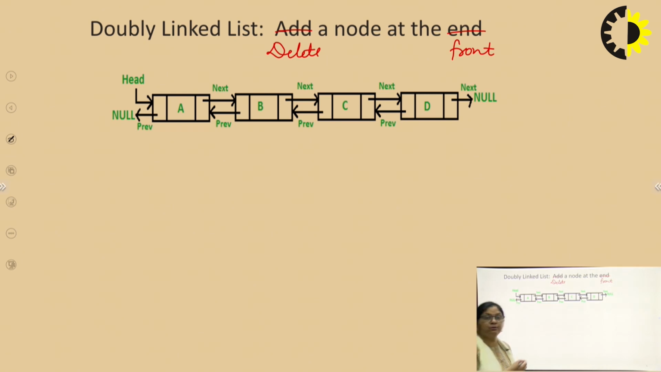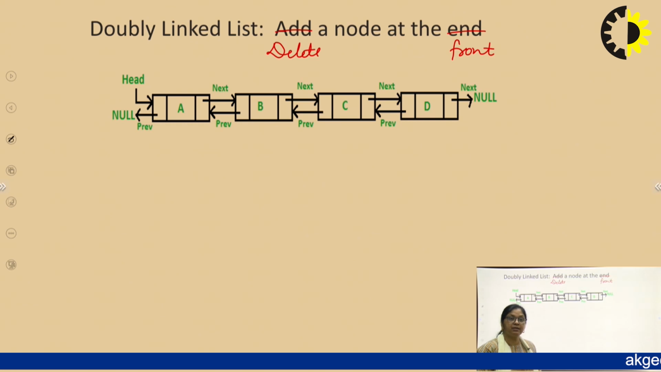So initially I was adding at the end, but now I am doing the delete operation first. In the delete operation, I'll delete from the front. The same operations we do for addition. Addition can be done at front, at end, or in between at some location or after some data. I have inserted at front, now I'm deleting from front.